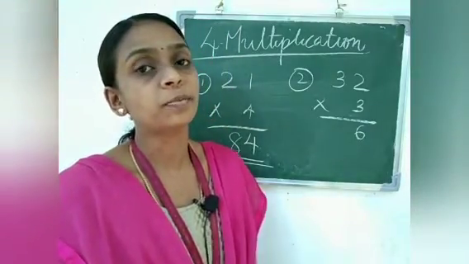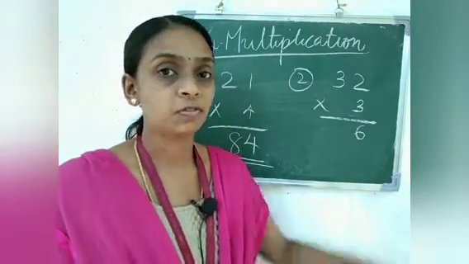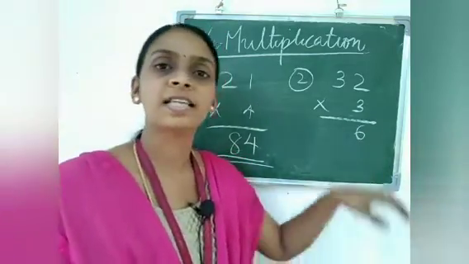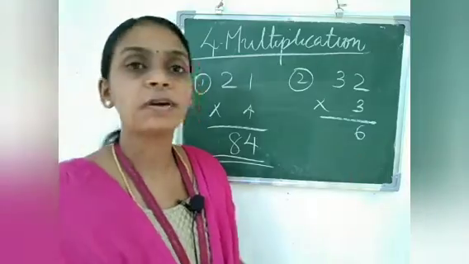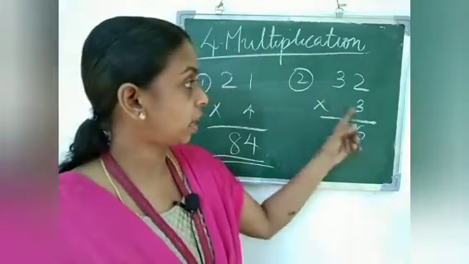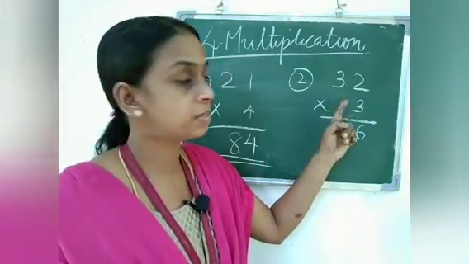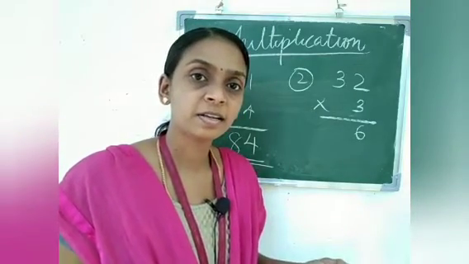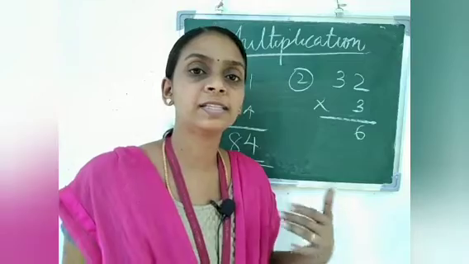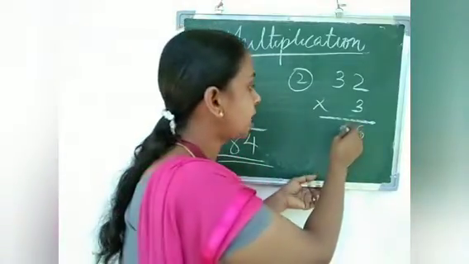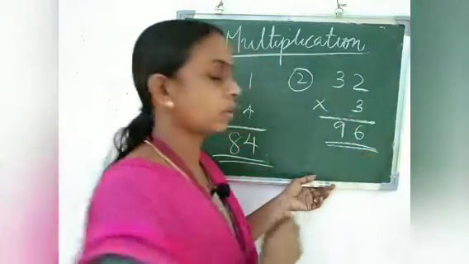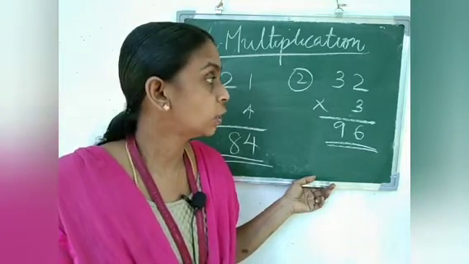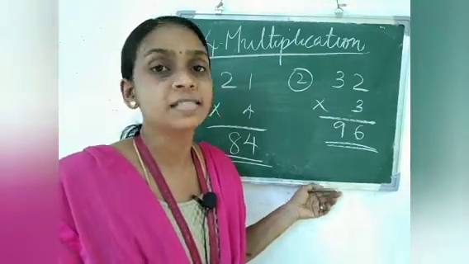Then we have to multiply which and which numbers? First we multiply the ones place numbers. 2 into 3. 2 3s are 6, that we wrote there. Then next we have to multiply 3 and 3, that is, the tens place numbers. 3 3s are what? Tell me all of you. 3 3s are 9. So what is the answer? 96. 32 into 3 is 96.